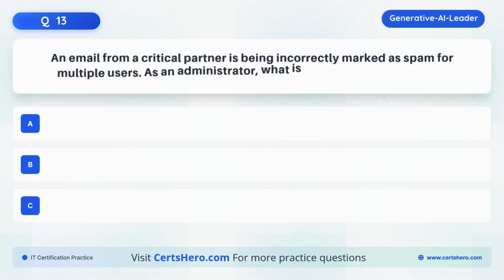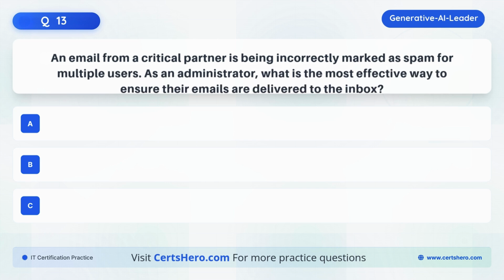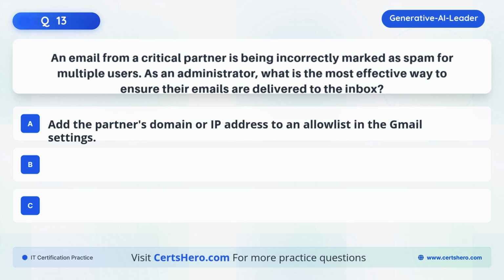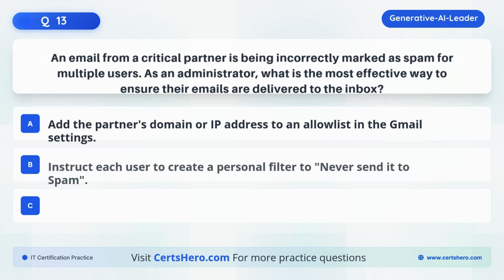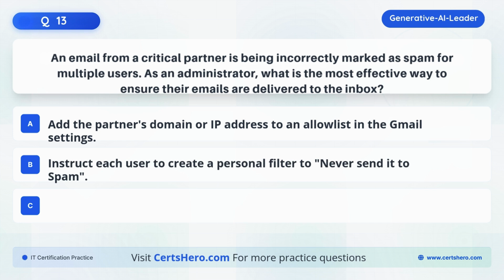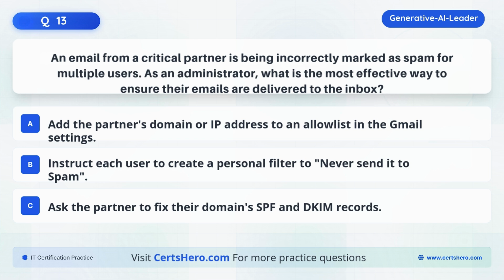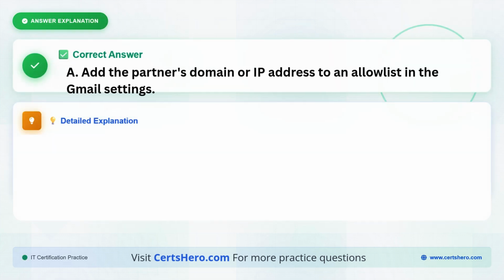Question 13. An email from a critical partner is being incorrectly marked as spam for multiple users. As an administrator, what is the most effective way to ensure their emails are delivered to the inbox? A. Add the partner's domain or IP address to an allow list in the Gmail settings. B. Instruct each user to create a personal filter to never send it to spam. C. Ask the partner to fix their domain's SPF and DKIM records. The correct answer is A. Add the partner's domain or IP address to an allow list in the Gmail settings. This is the most efficient solution.